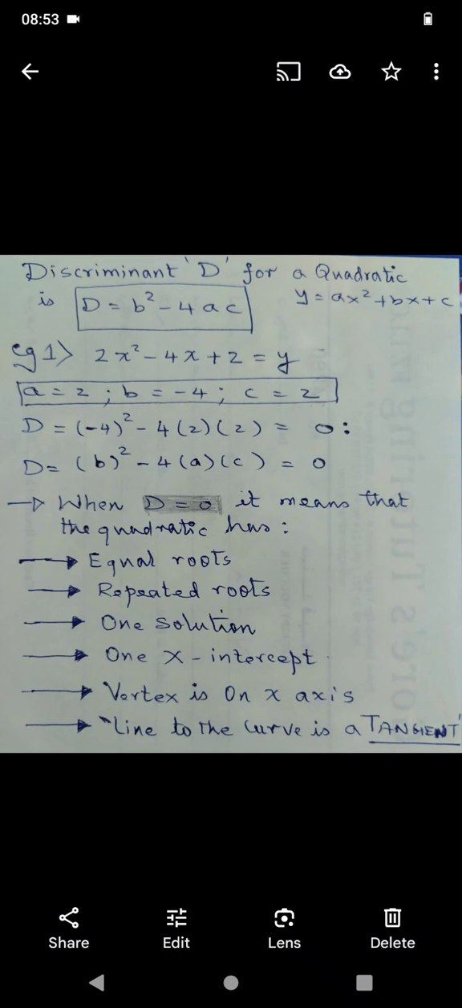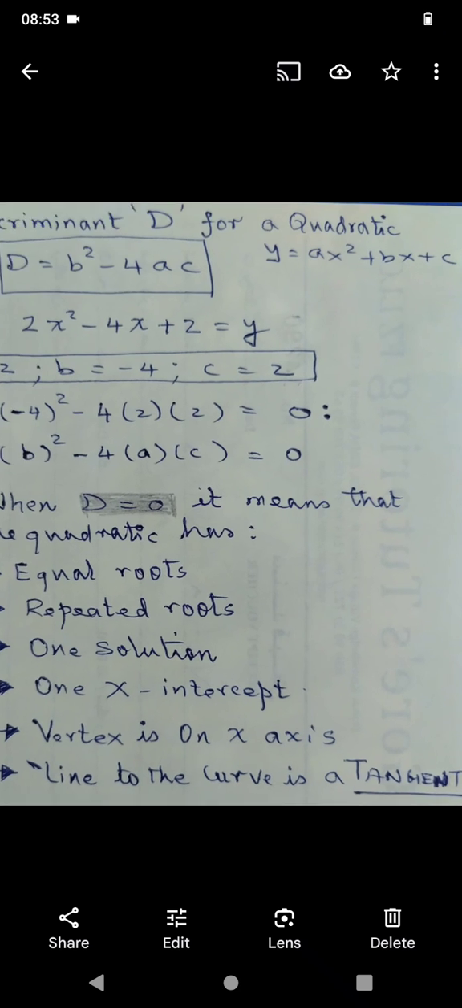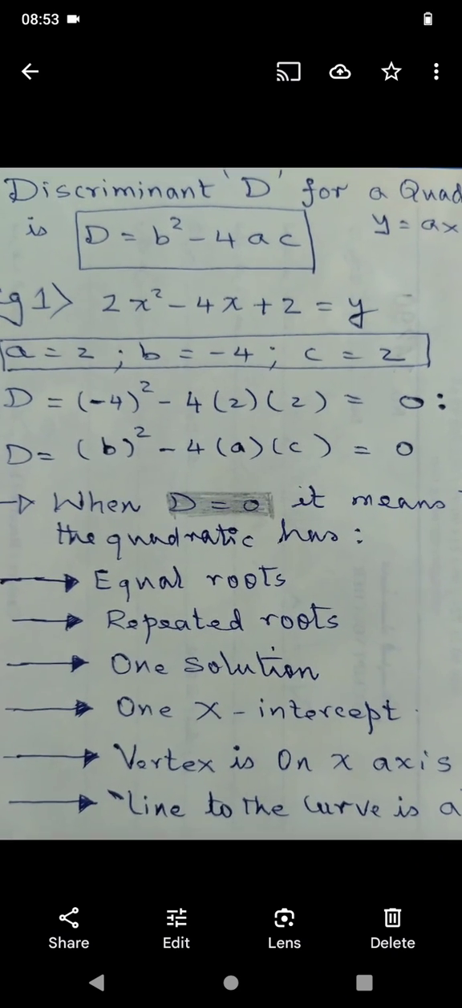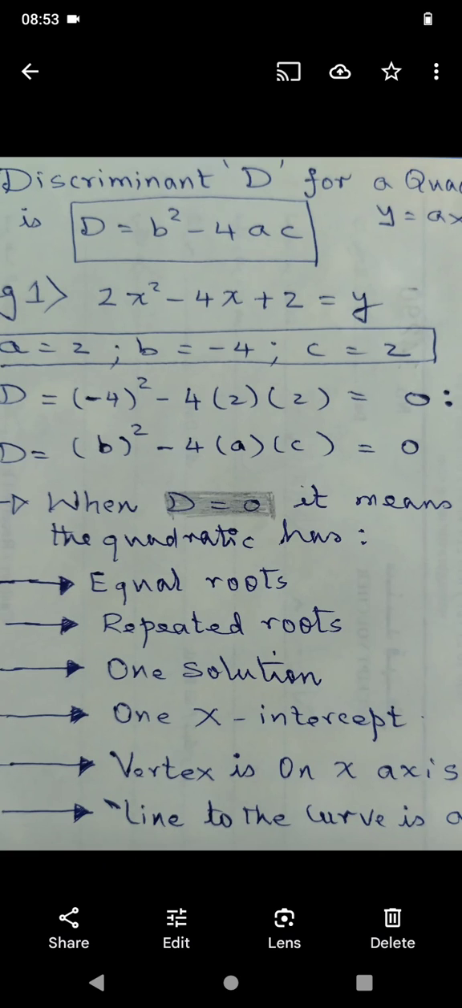Hi, today we are going to look at the discriminant for a quadratic equation y = ax² + bx + c, as it is written on the top. The discriminant is given by d = b² − 4ac. This is a very commonly known formula which everybody from grade 9 to grade 12 has to use.